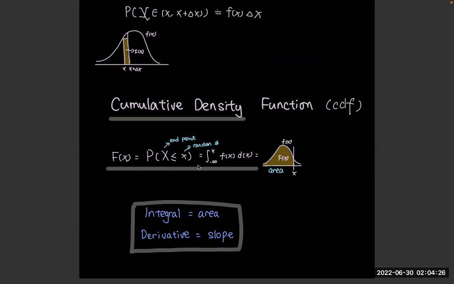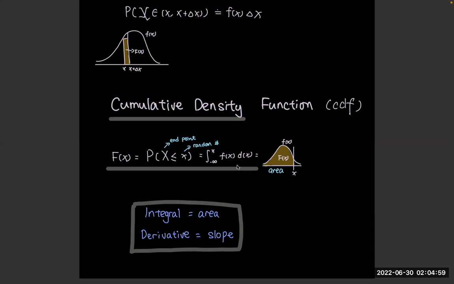So maybe we should switch these two. So this small x is the endpoint here, and big X is a random variable. Okay, maybe we should switch here and here. Sorry about that. And then we can define this as the area under this curve to the left of this endpoint x. And then we can write this as the integral from negative infinity to x of f(x) dx. We don't need the parentheses, so this is just a dx.